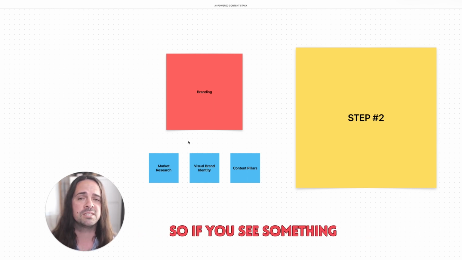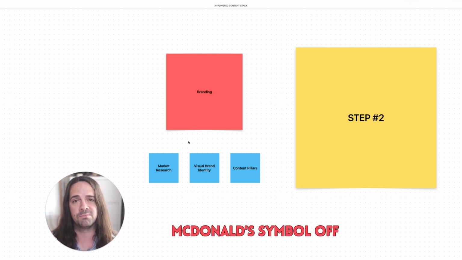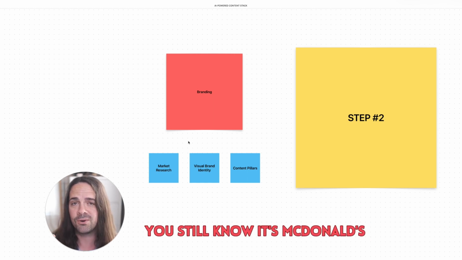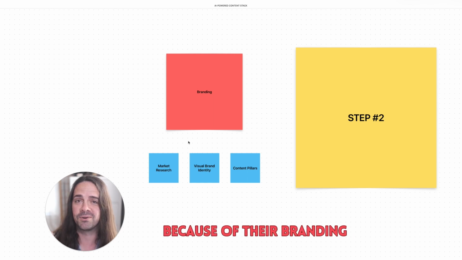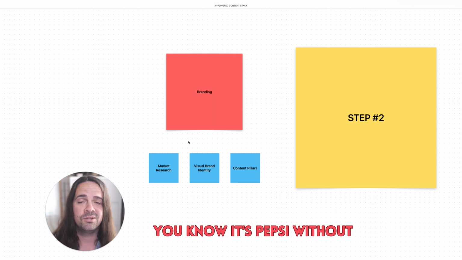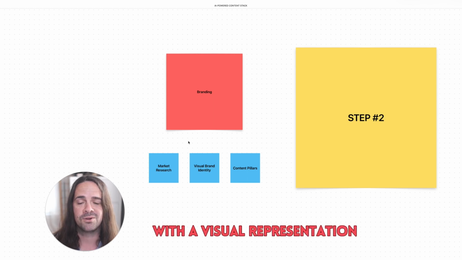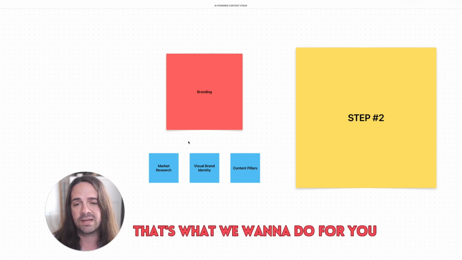So if you see something like a box of McDonald's fries and you take that McDonald's symbol off, you still know it's McDonald's because of their branding. If you see a can of Pepsi, you know it's Pepsi without the actual Pepsi logo. So you start to associate an outcome with a visual representation on the front end, right? That's what we want to do for you.